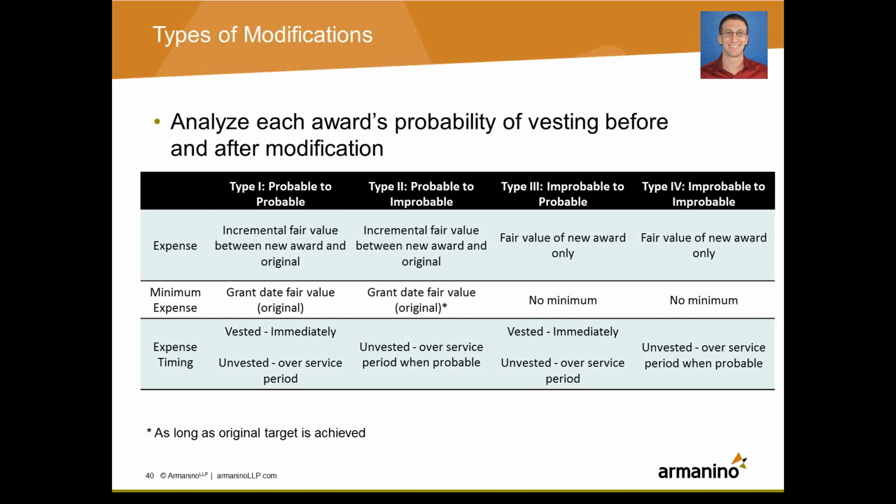Improbable to probable is going to be more on that accelerated, where you've accelerated somebody's vesting and gave them shares or options that they wouldn't have otherwise achieved. And in that case, for those shares that they wouldn't have otherwise achieved, you're just going to take the full fair value of those shares on the modification date. And that, in that case, could be less than the original grant date fair value.